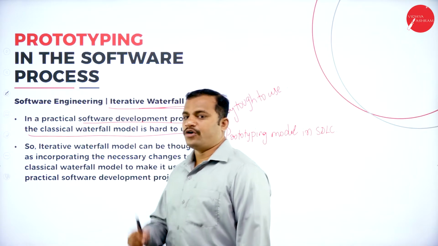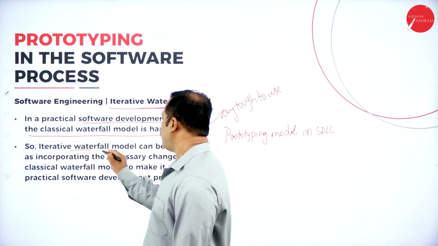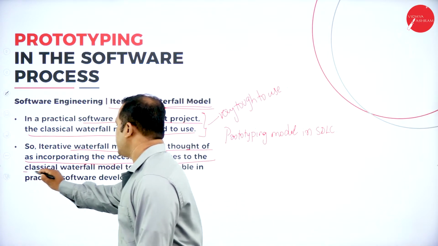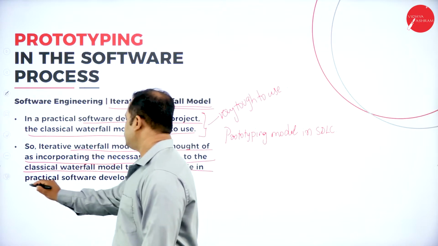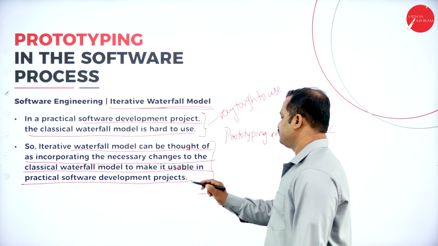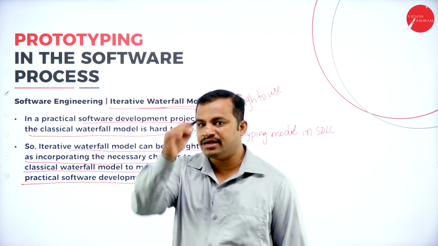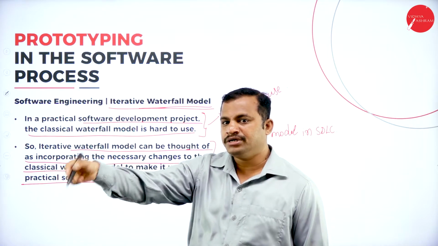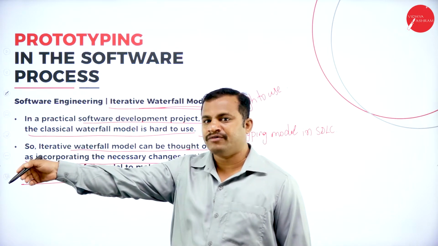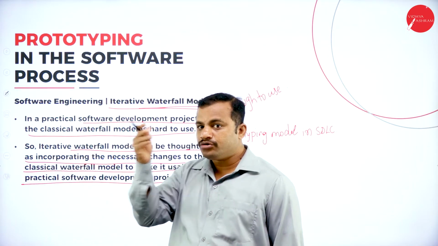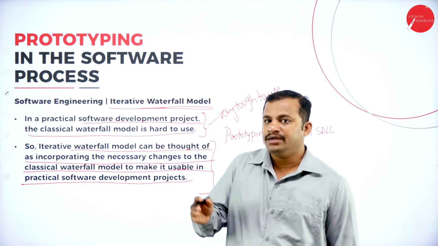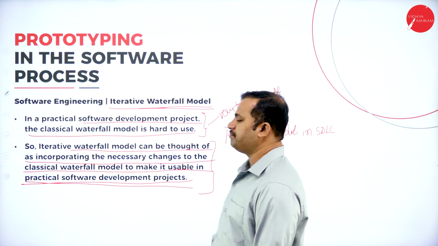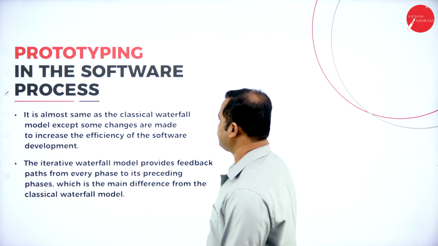That is in the case of the waterfall model. So the iterative waterfall model can be thought of as incorporating the necessary changes to the classical waterfall model to make it usable in practical software development projects. That is, you have seen the requirements analysis, system design, development, implementation, testing, maintenance and delivery. We are going to make a few changes to it so that it is usable in tough, practical software development projects. Let me show you that.